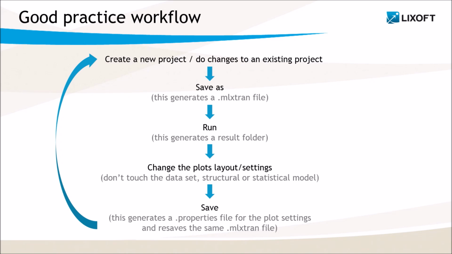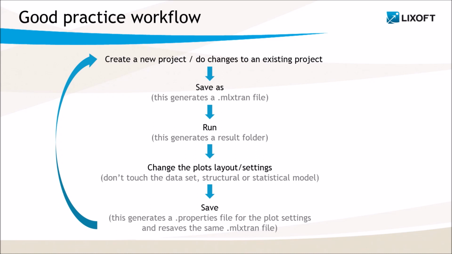So first you create a new project or you do changes to an existing project. Then you do a save as and save under a new name. And this generates a .mlxtran file that contains all the information about the project. Then you click Run, and this generates the result folder with all output text files.